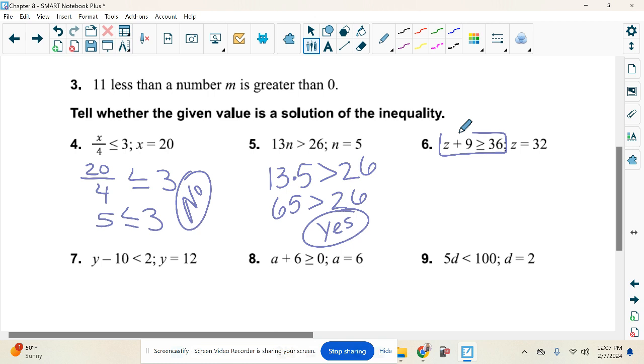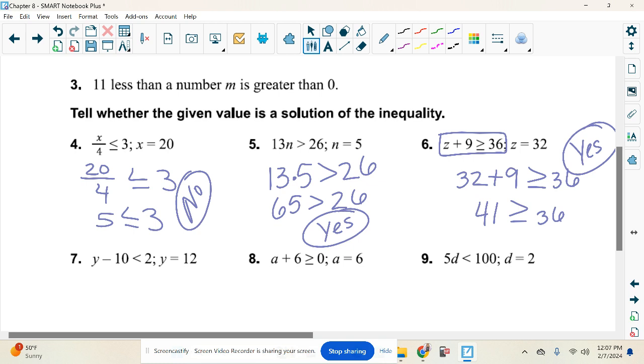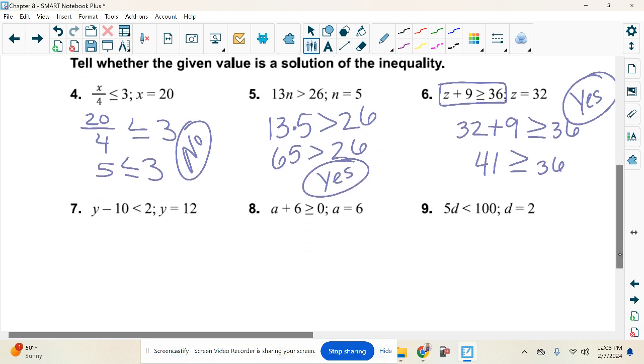We have z plus 9 is greater than or equal to 36, and we're replacing z with 32. So we do 32 plus 9 greater than or equal to 36. 32 plus 9 is 41. Is 41 greater than or equal to 36? Yes. Y'all try the last three on your own.